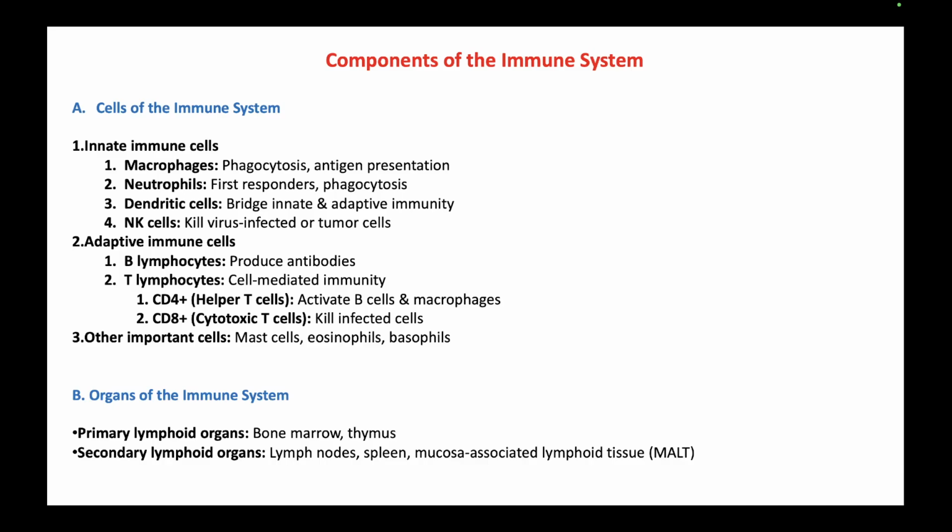When we talk about the organs of the immune system, there are two kinds: primary lymphoid organs and secondary lymphoid organs. The primary lymphoid organs are the bone marrow and the thymus, where these immune cells originate, develop and mature. The secondary lymphoid organs are where these immune cells are activated. Those are the lymph nodes, spleen, mucosa-associated lymphoid tissue, and so on. There the immune cells get activated by facing the pathogen.